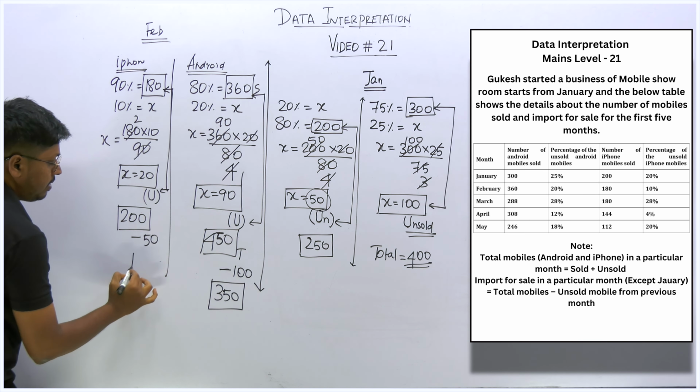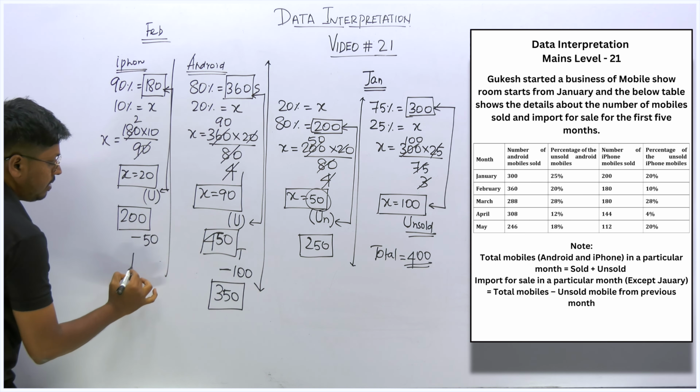So 150 is the total number of mobiles which were there for import for sale in the month of February. Similarly, we have to calculate for all the remaining months. How many months have they given? Sorry, I don't have a chart here. So what are all the things they have given us?